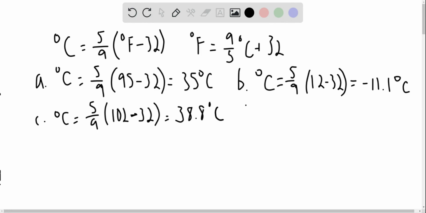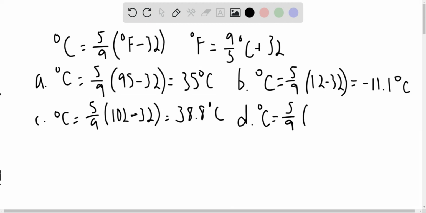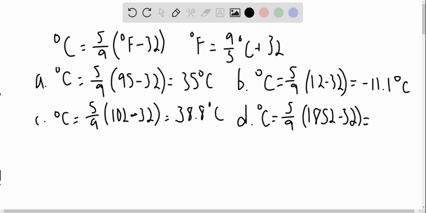Now let's go to part D. Part D, we have a very large number. We have 1852 degrees Fahrenheit. But again, we'll be using the same equation because we want to find degrees Celsius. So 1852, we just plug that in there to your calculator again, and you get 1011.1 degrees Celsius.